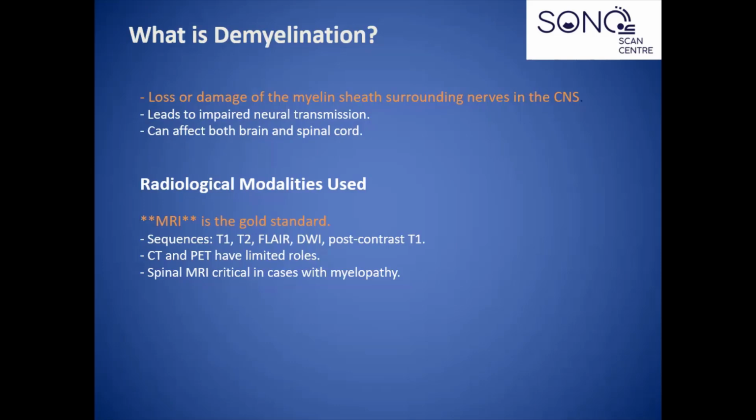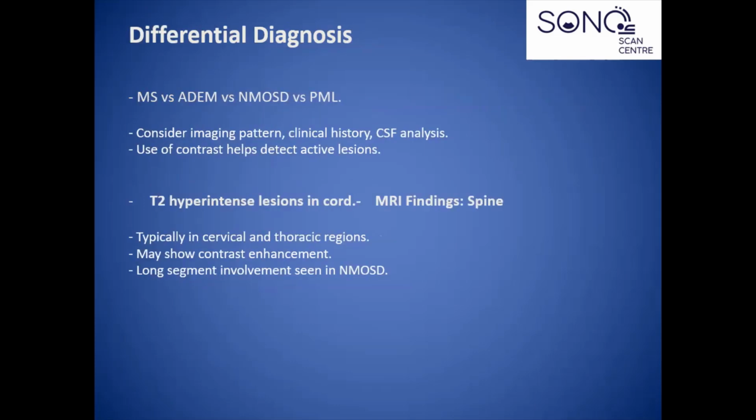And DWI is a sequence where, if restriction is there, which we'll be seeing in the coming images, it denotes the activity of the lesions. So that is the power of that sequence in demyelination. What is the role of contrast? Sometimes it is required; some lesions enhance and some don't. In activity of the lesions, in remission and in follow-up, it plays a good role. Most demyelinating lesions like multiple sclerosis also have spinal cord lesions. 85% of MS patients have spinal cord lesions, also in the thoracic cord, so screening of the spine is also mandatory in this.